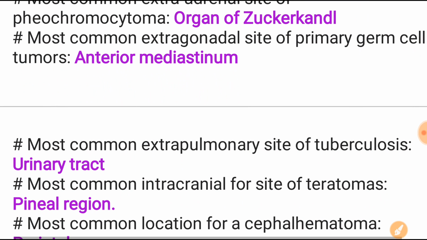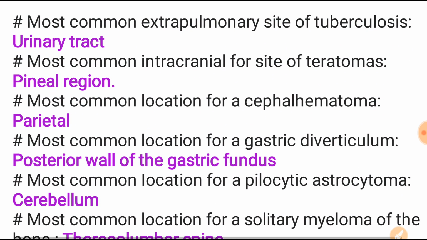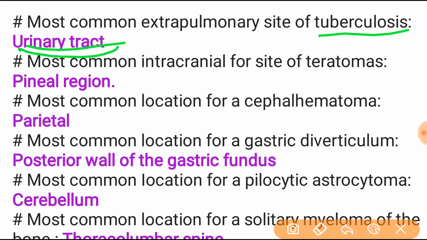The most common extragonadal site of the primary germ cell tumor is the anterior mediastinum. The most common extrapulmonary site of tuberculosis is the urinary tract. The most common intracranial site of the teratomas is the pineal region, and the most common location for cephalohematoma is the parietal.